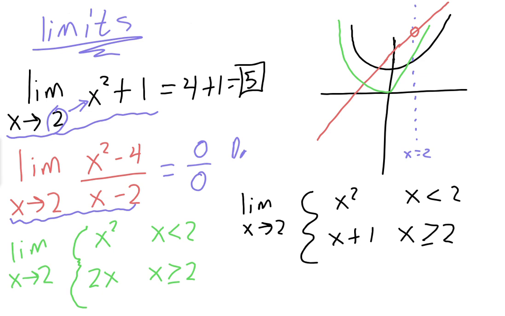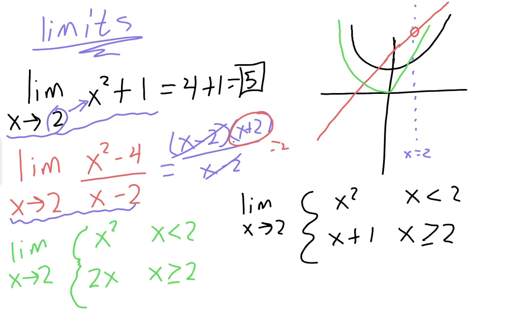But in this case, we can do it fairly simply by factoring both top and bottom, because x squared minus 4 factors into x minus 2 times x plus 2, all over x minus 2. And those cancel. So really, we can just plug 2 into this x plus 2. So that's 4. So you plug it in, and then you do some more work if you have to.